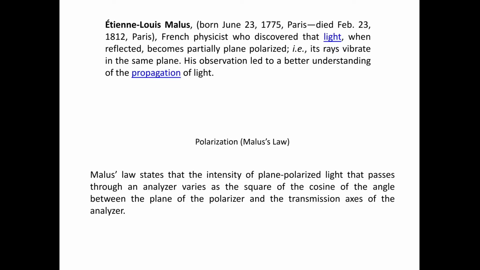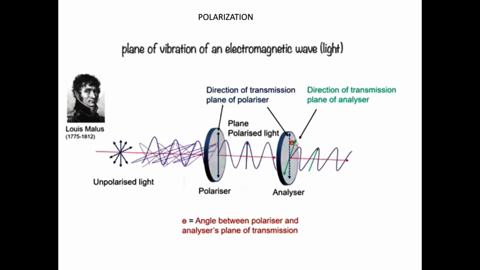Malus' law states that the intensity of the plane polarized light that passes through an analyzer varies as the square of the cosine of the angle between the plane of the polarizer and the transmission axis of the analyzer. The polarizer is a plane of vibration of an electromagnetic light.